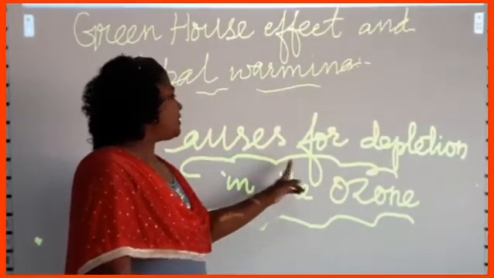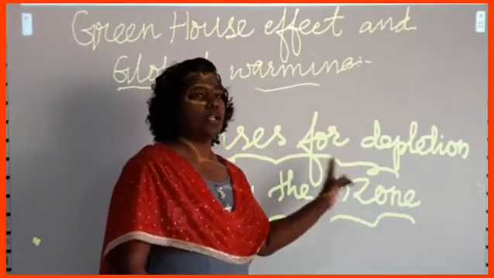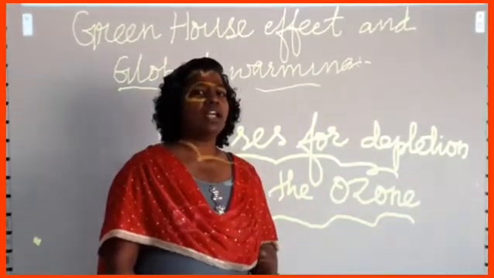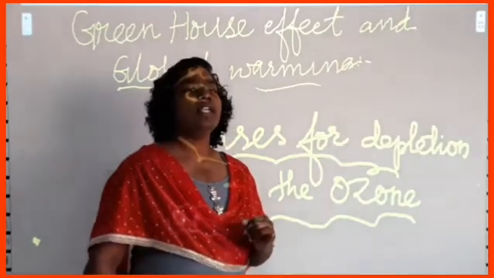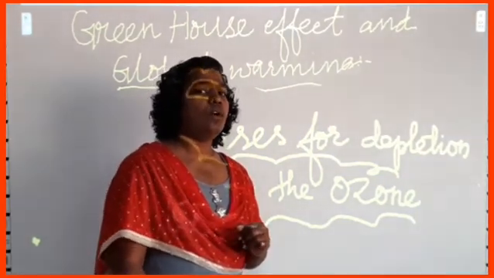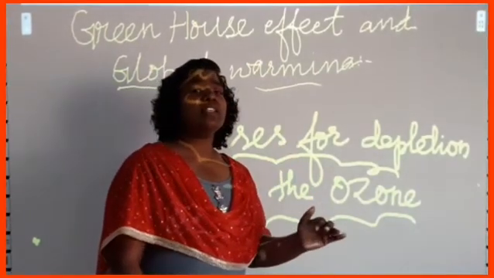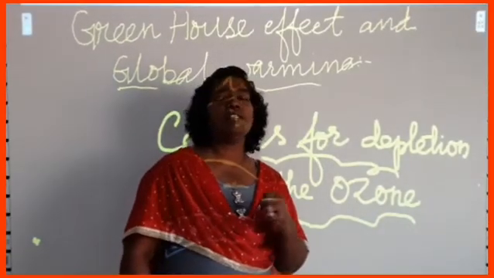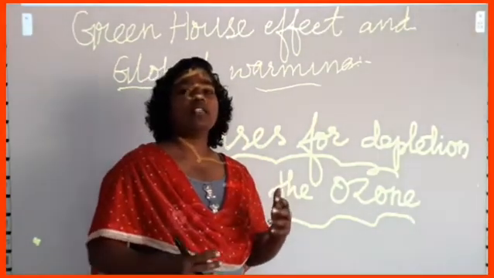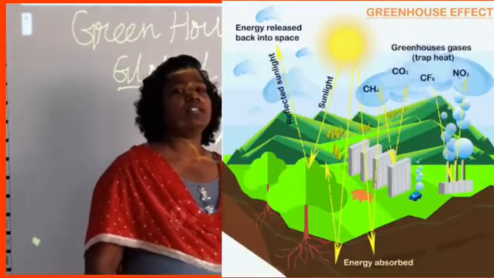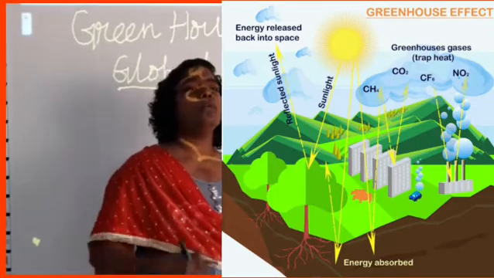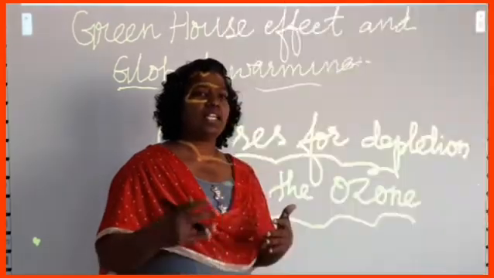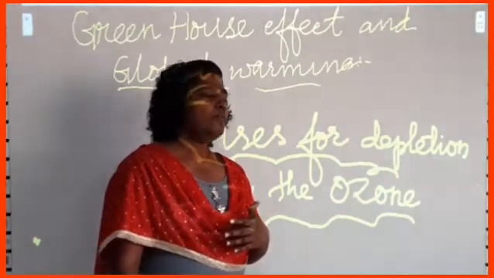Now we will see ozone layer depletion. We have seen there are greenhouse gases. What are the greenhouse gases? They are carbon dioxide, nitrous oxide, methane and chlorofluorocarbon. When these gases increase, what happens? We learned that these gases trap the sunlight. The more GHG gases are found, the warmer the earth becomes. It causes the temperature to increase in the atmosphere.